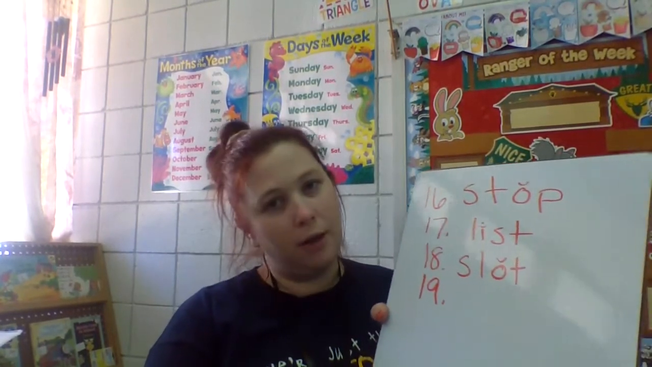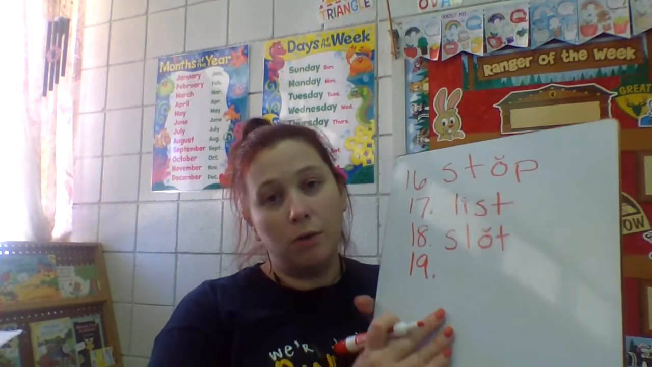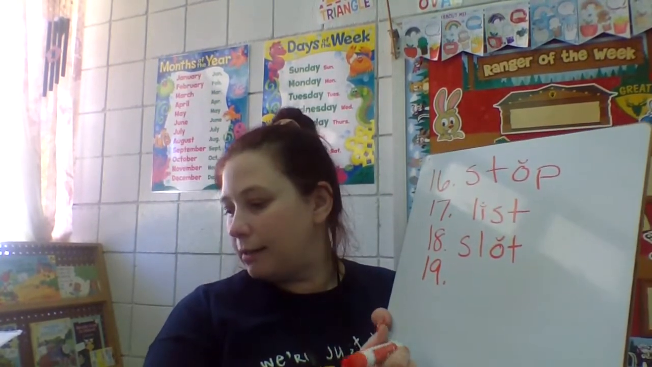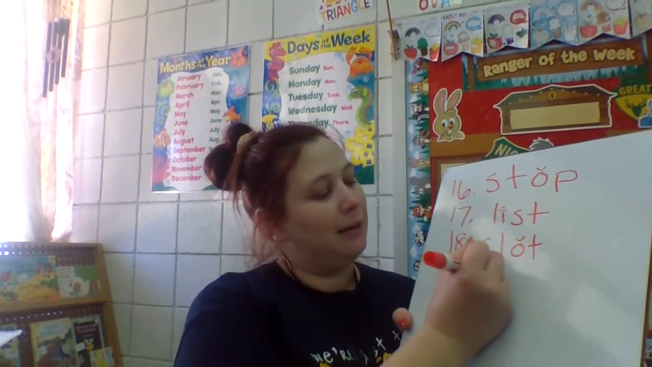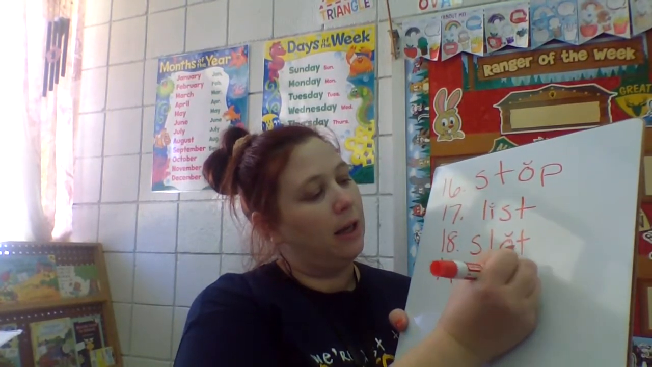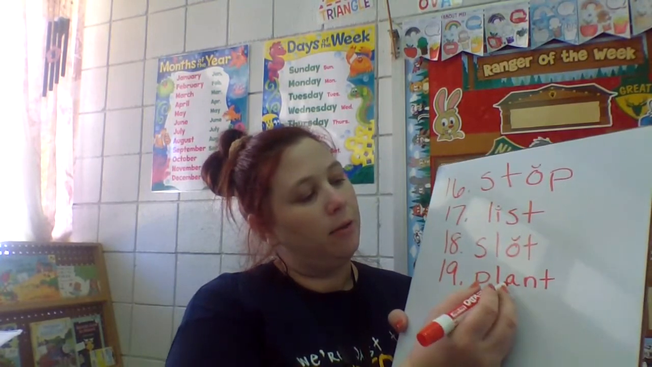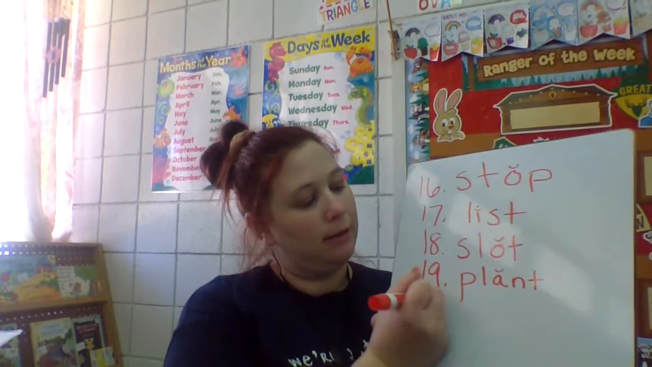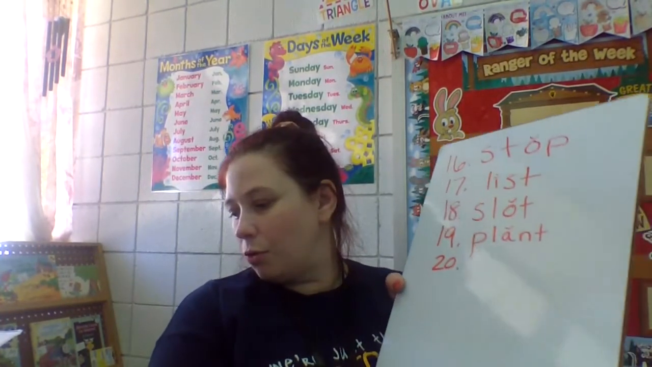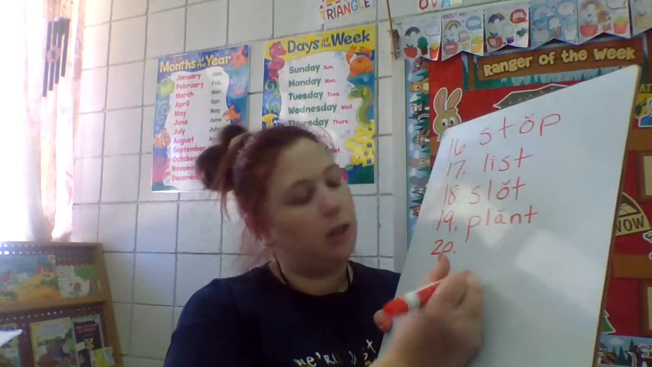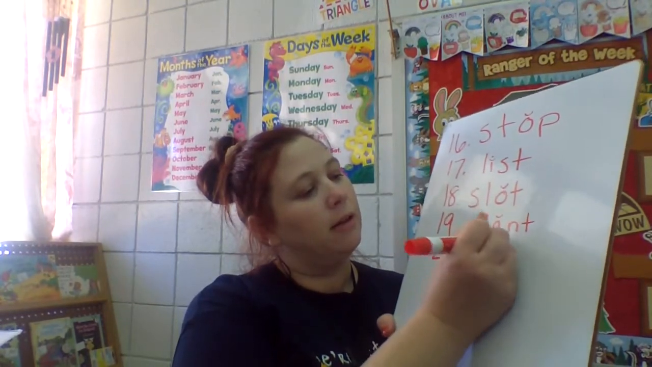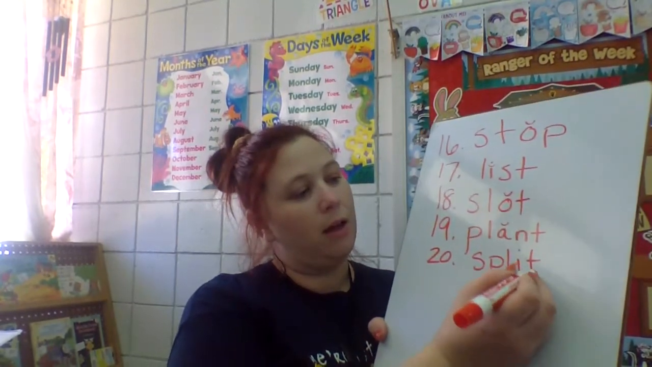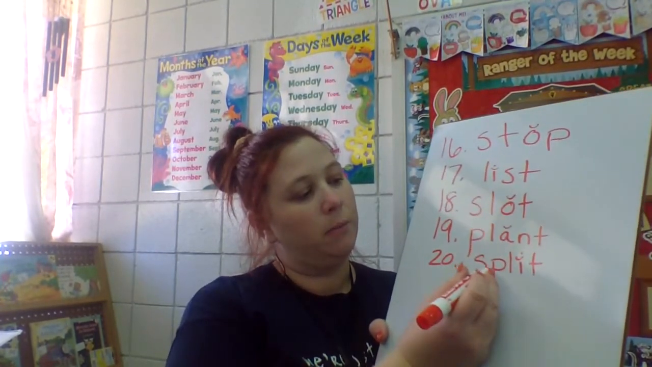Number 19. Remember, at any time you can pause the video. If you want, you can always try these on your own and then go back and review them with me when you're done. Number 19 is plant. Plant. Here we have vowel, consonant, consonant, so our vowel gets a breve. Plant. Number 20. Split. Here we have that SPL blend. Vowel, consonant, our vowel gets a breve. Split.